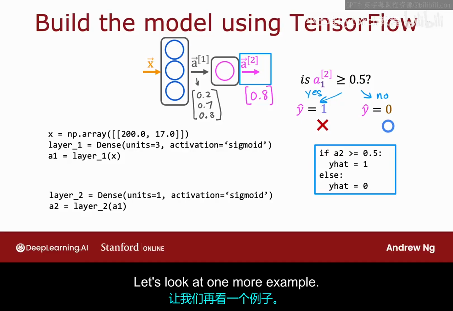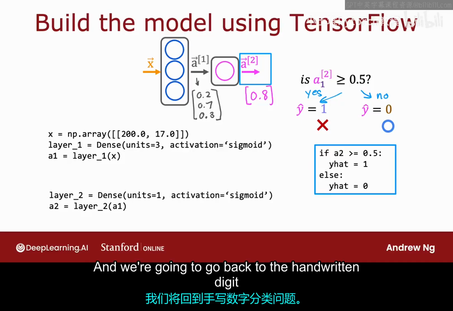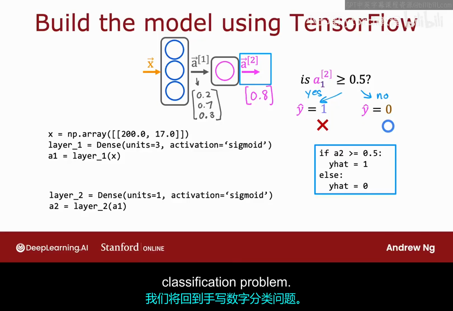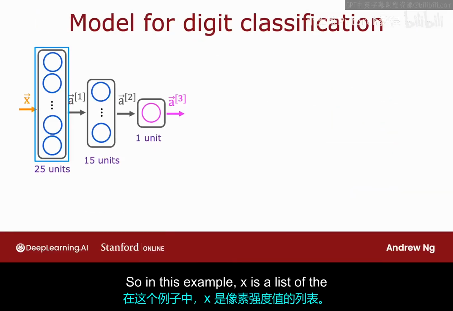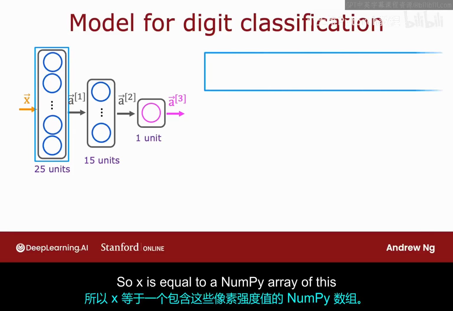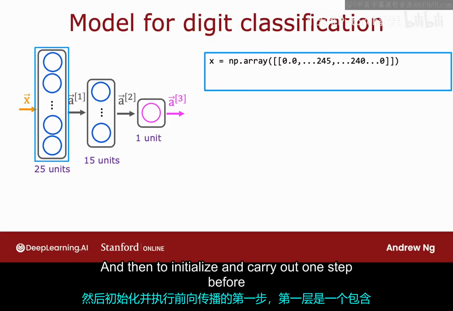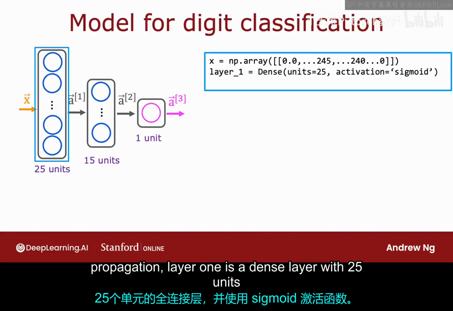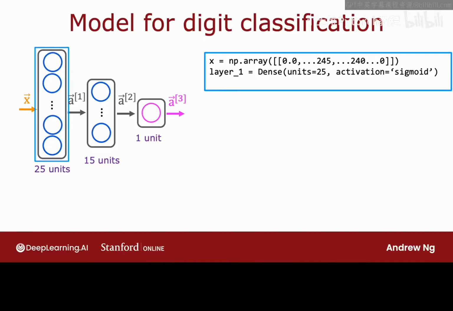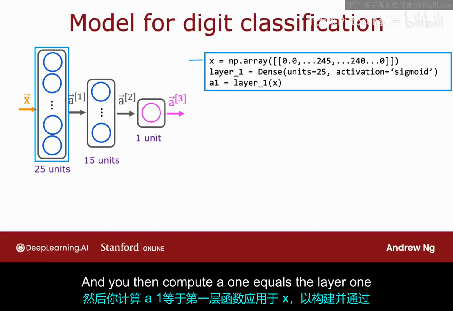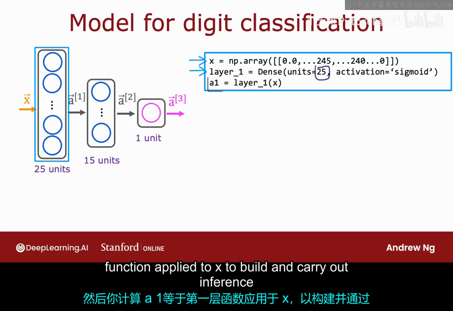Let's look at one more example, and we're going to go back to the handwritten digit classification problem. So in this example, x is a list of the pixel intensity values. So x is equal to a NumPy array of this list of pixel intensity values. And then to initialize and carry out one step of forward propagation, layer 1 is a dense layer with 25 units and the sigmoid activation function. And you then compute a1 equals the layer 1 function applied to x.